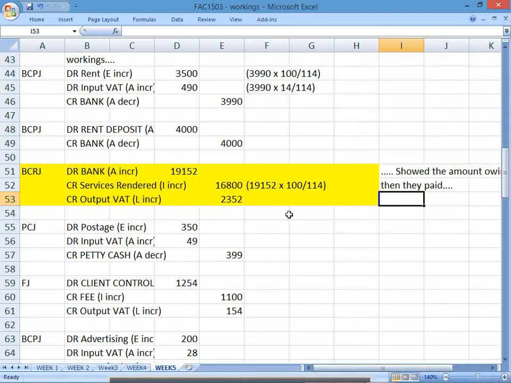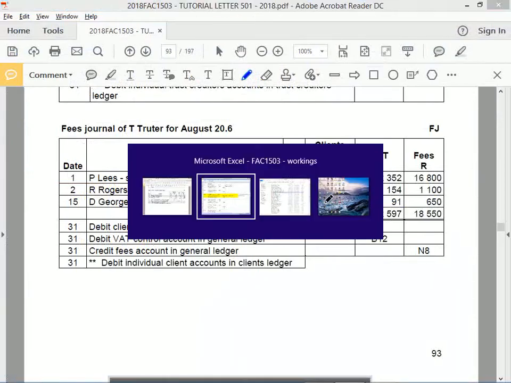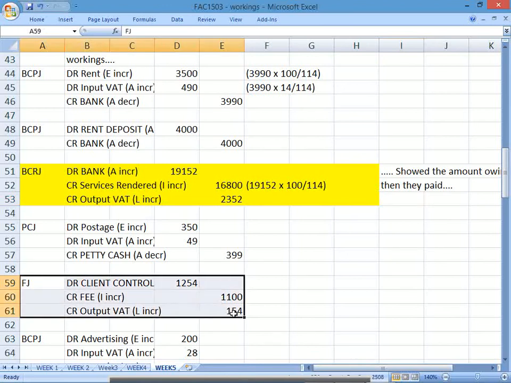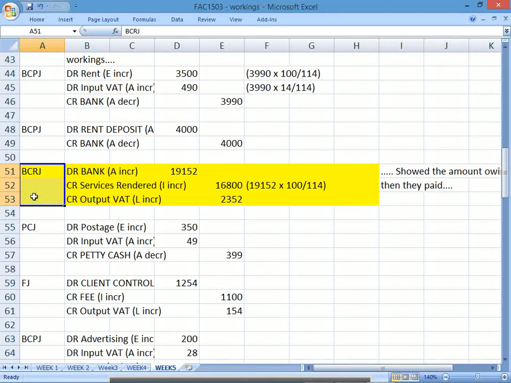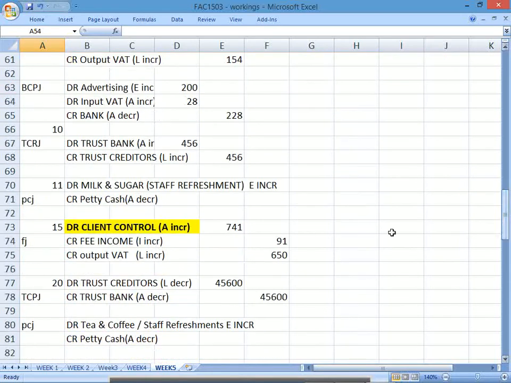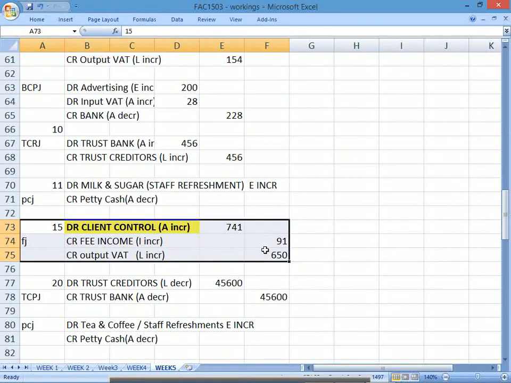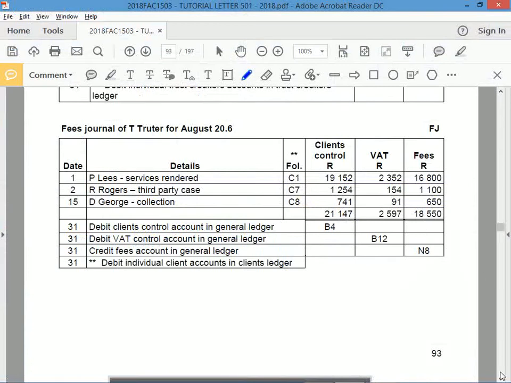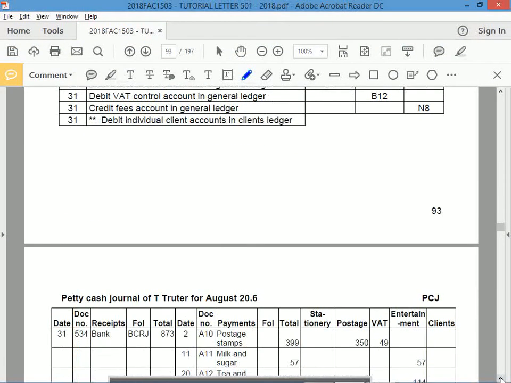Right, and then you had the other one, which was Rogers. Yeah, Rogers is there. That's fine. There's the fees journal. Yeah, so I had shown this in the business CRJ. You could have also shown it in the fees journal as well, if you captured their fee and then you received the fee. Okay. And then there was one more. Here it is, the 15th. Yeah, that was fine. Perfect. Okay, so everything's good there.